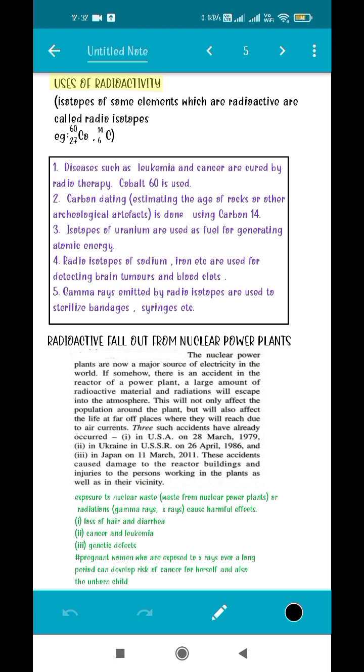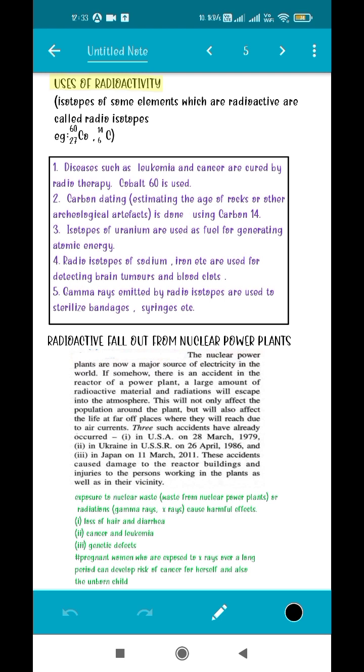So what are certain uses? Diseases such as leukemia and cancer can be cured by a process called radiotherapy. In that case, cobalt-60 is used. Carbon dating, a process used for finding the age of old rocks or other archaeological objects such as coins, is also done by using carbon-14. Also certain isotopes of sodium, iron, etc. are used to detect the presence of a brain tumor or a blood clot.